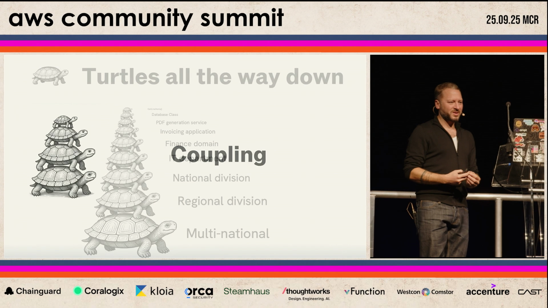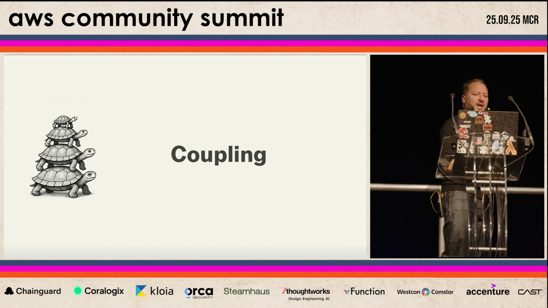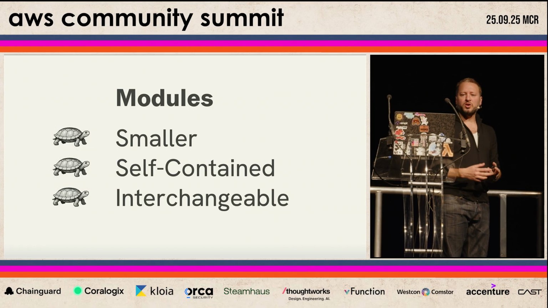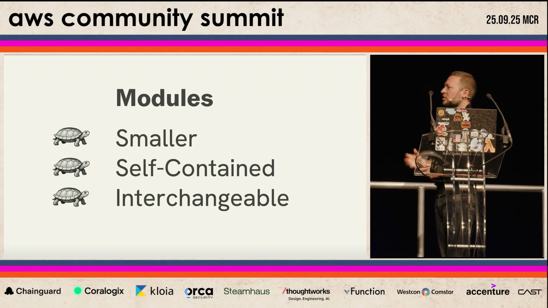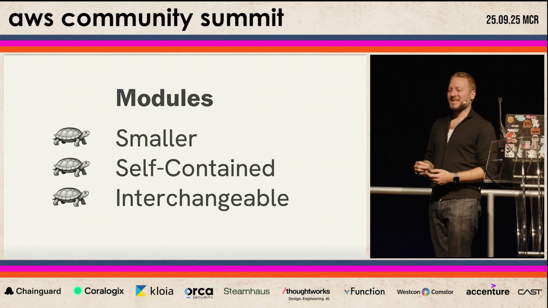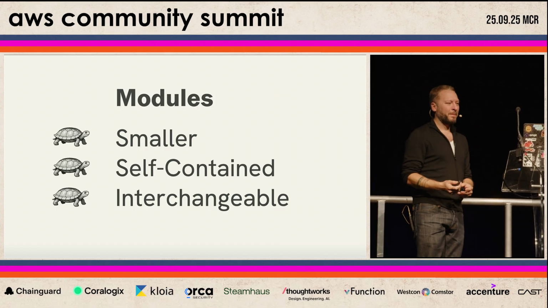So now that we've talked about modularity and its purpose, we can talk about coupling. Earlier we said modules should be smaller, self-contained, and interchangeable. But you should note that isolated is not on this list. Nor should it be, and nor can it be.